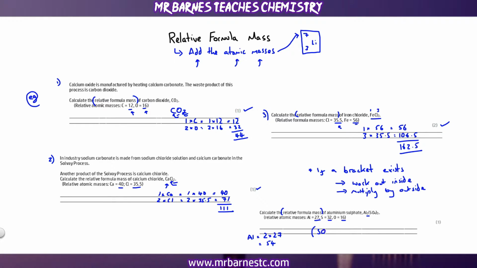Then let's have a look inside the bracket. So inside the bracket, I've got 1 sulfur. Therefore, I've got 1 times 32. I've got 4 oxygens, so 4 times 16, which comes to 64. So if I add them together, it gives me 96. But I've got that 3. So what I have to do is take that 96 and multiply it by 3. So that comes to 288. So my mass of my sulfates in there is 288. Now I've got to add my aluminiums back on. So 54 plus 288 comes to 342 to get your mark.